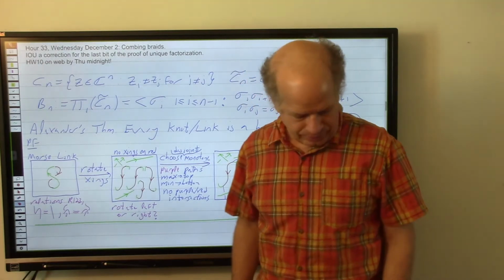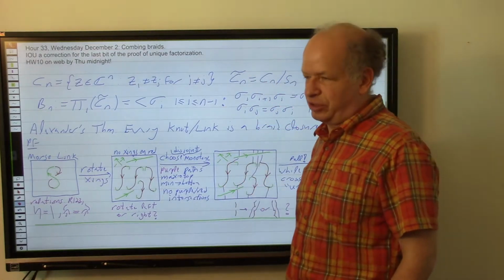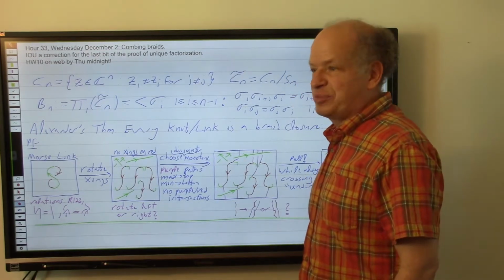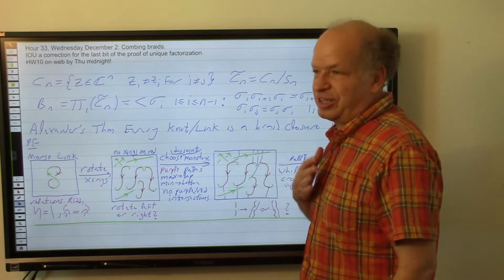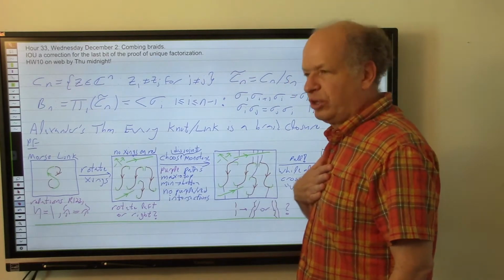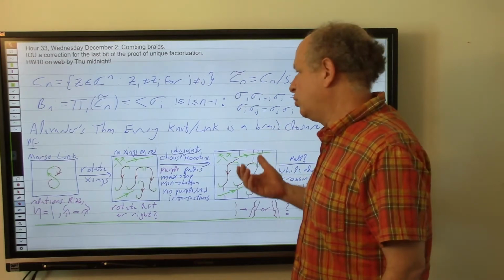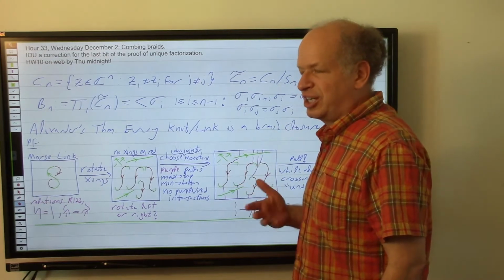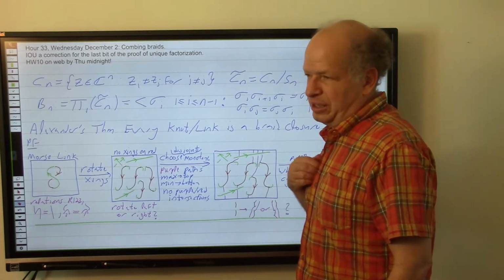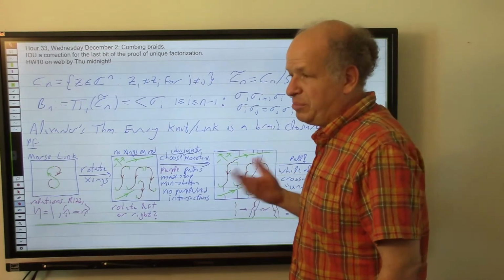Leonard asked me to repeat a part of the proof of the unique factorization theorem, and when I was preparing to repeat it, I realized that I made a mistake there. So I owe you a correction. It will not happen today because I want to prepare a cartoon explaining it, so maybe on Friday, maybe early next week.